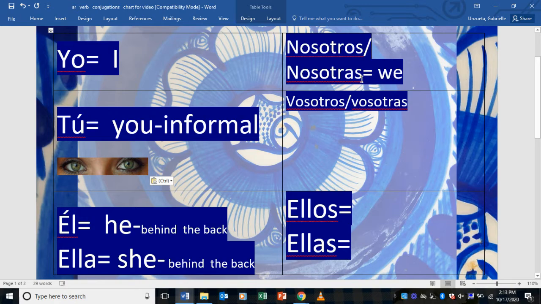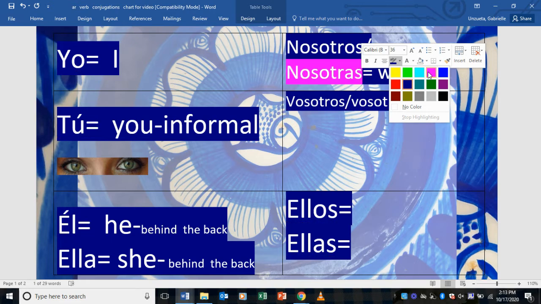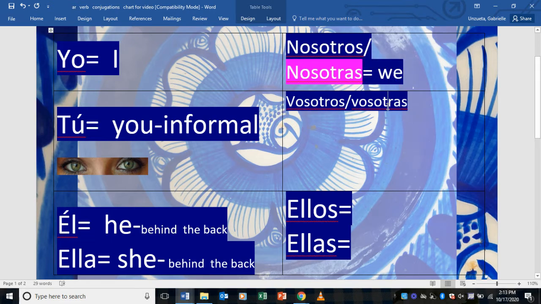And nosotras also means we. Now notice there's two. That's because if it's a group that is all females, you yourself are a female and you're with another female, you must use this one, girls, right? And only this one. So I'll put it in pink. Now this one up here is not just all masculine. Let's say you're a guy and you're with three other girls, out to dinner together, a group of we. Well, they have to go with the masculine because there was at least one guy involved.